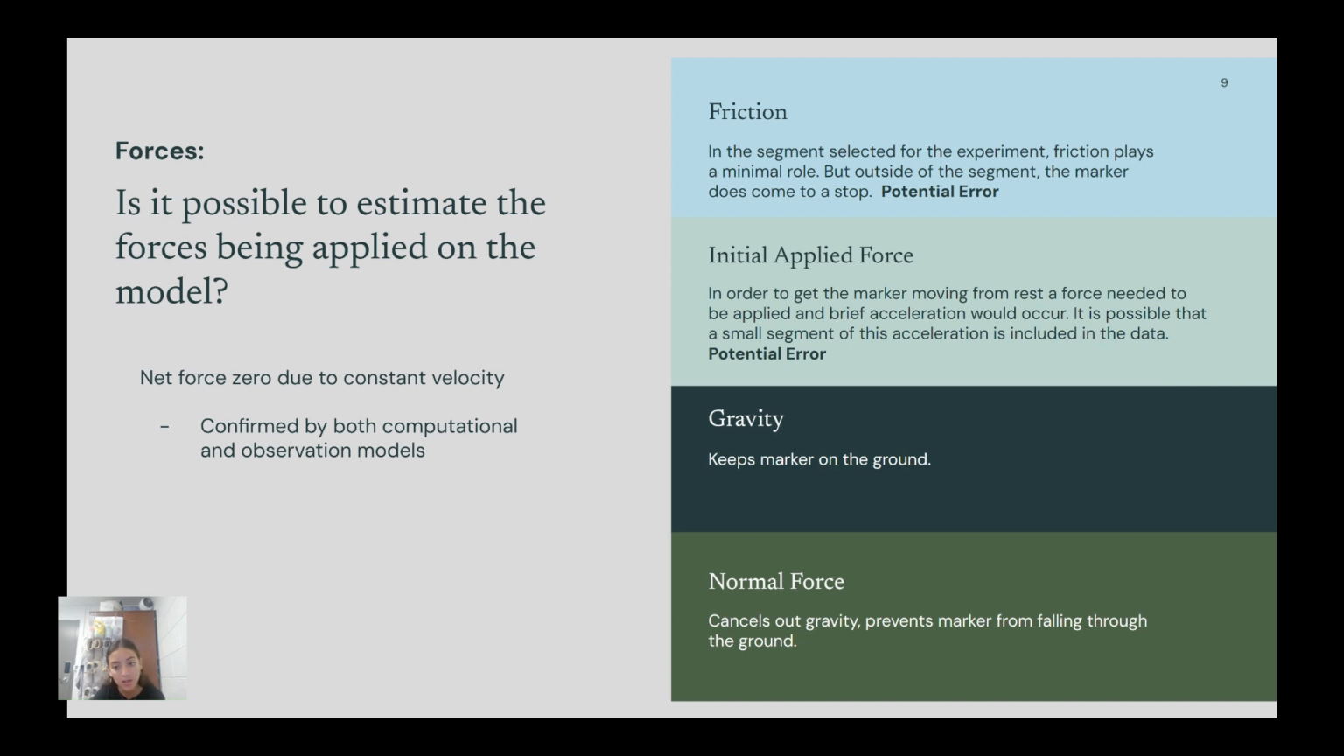We also know that in the y direction, it is 0 because otherwise it would have moved either off or through the ground. This is because gravity and normal force cancel each other out, making sure that the object is on the ground.